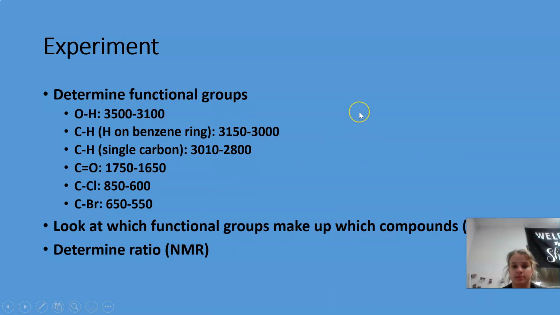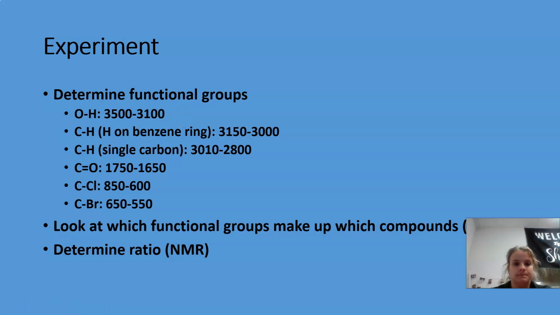For the experiment, we had to determine the functional groups that were present. We had to determine an oxygen-hydrogen bond and two different carbon-hydrogen bonds. The first one is on a benzene ring, and the second one is a singly bonded carbon atom to hydrogen. Then a carbon double bonded to an oxygen, a carbon to a chlorine, and a carbon to a bromine. The numbers next to each of these are the numbers that you look for on the IR spectrum.